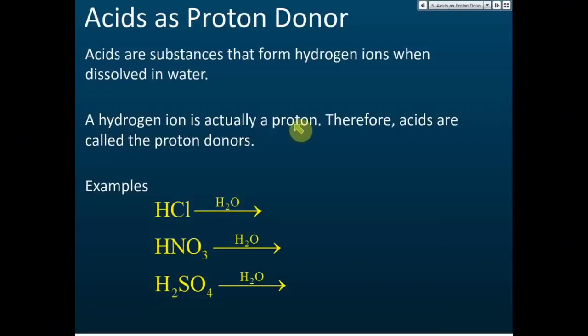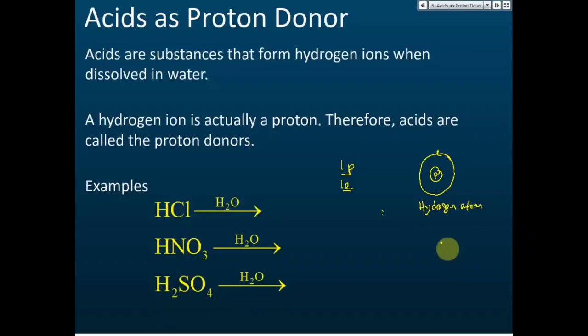Now what does this mean? Why is a hydrogen ion a proton? Let's see what a hydrogen ion is. A hydrogen atom consists of one proton and one electron. There's no neutron. Hydrogen atom has no neutrons. Just one proton, one electron. This is a hydrogen atom. In the hydrogen atom there's a nucleus, and inside the nucleus there's just one proton, and then there is one electron.